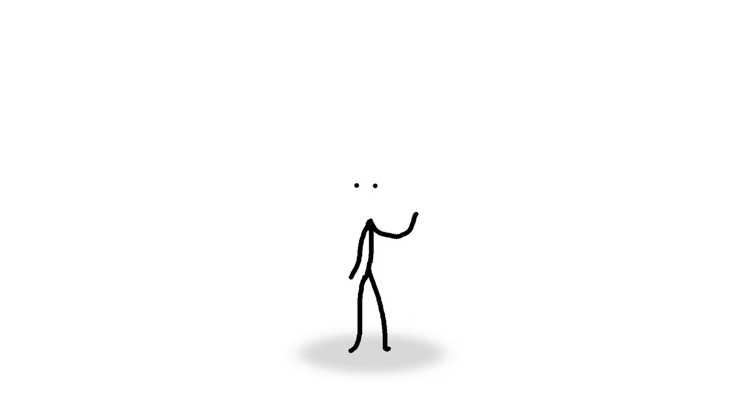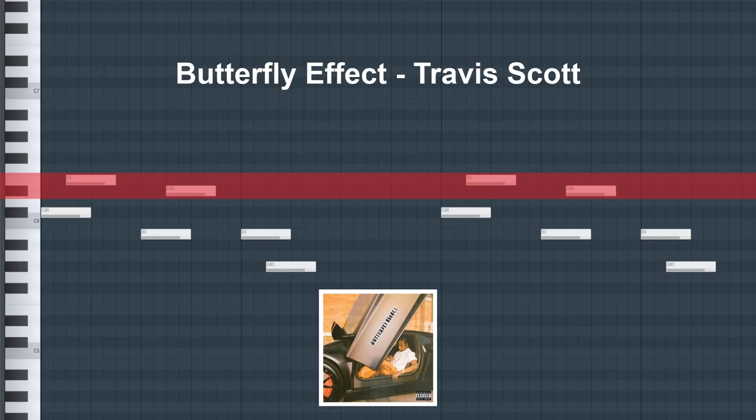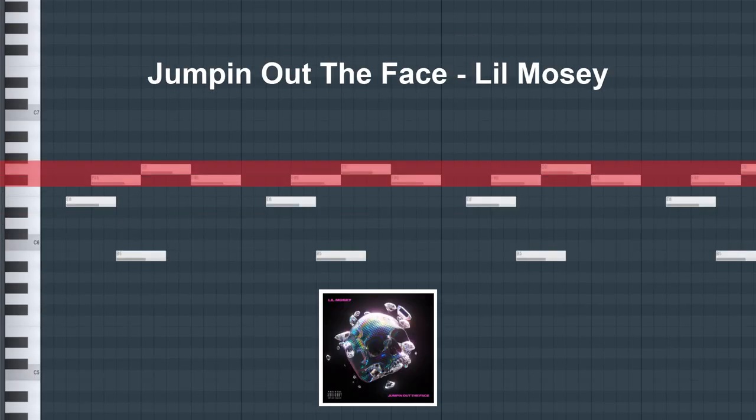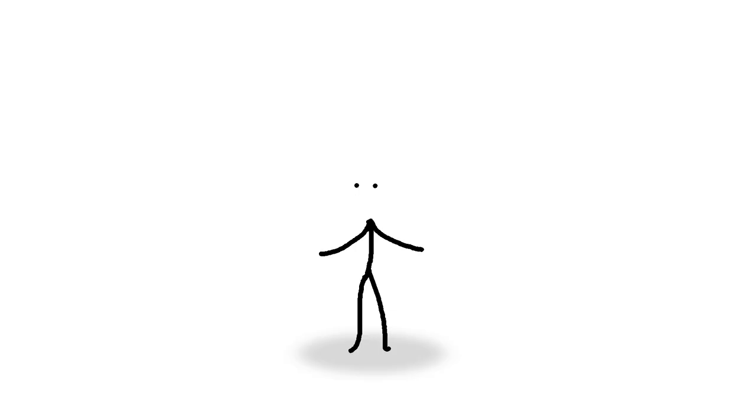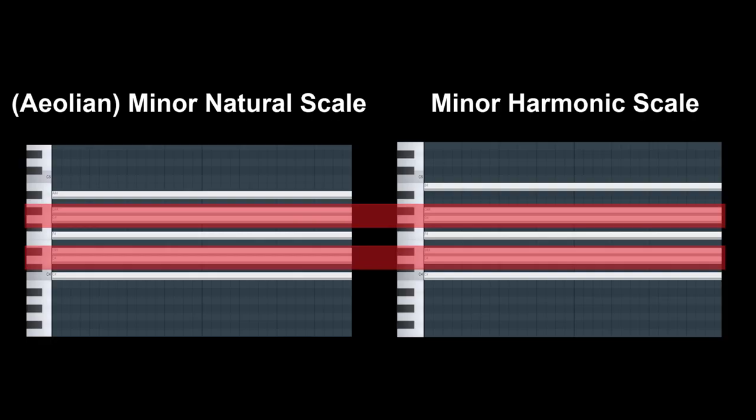If you look at popular trap songs like Butterfly Effect by Travis Scott, Bean Ballin' by Sheck Wes, or Jumping Out the Face by Lil Mosey, you can clearly see that these notes that are right next to each other come up all the time, and well, there's a reason for that.